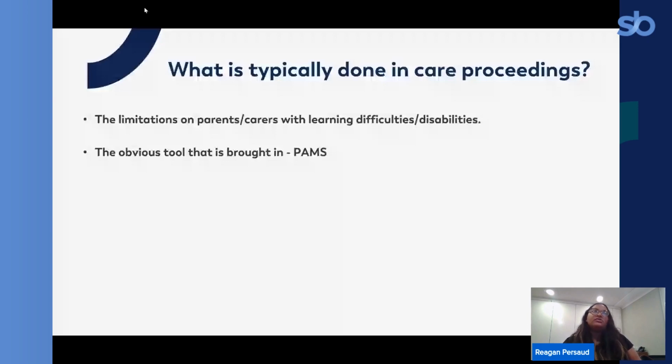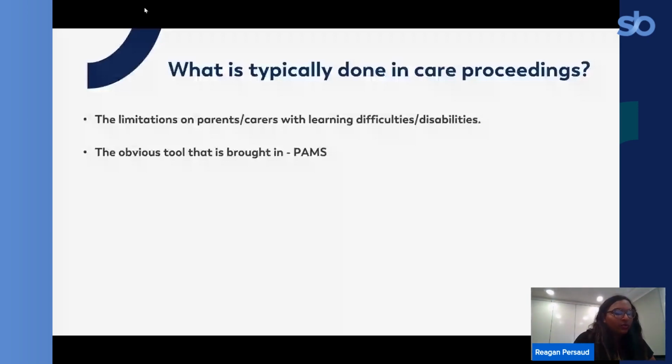With that in mind, understanding the kind of carers and parents we can work with, we can now turn to what is normally done in care proceedings. I think it's fair to say, and everyone will agree with me, that what's typically done is wheeling out the old PAMS assessment and going, well, parents have got learning difficulties or disabilities, let's do a PAMS assessment of them.